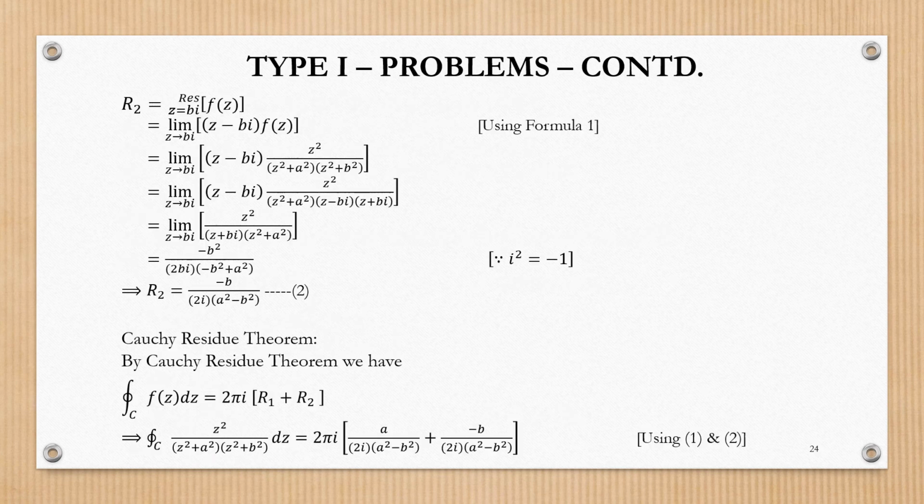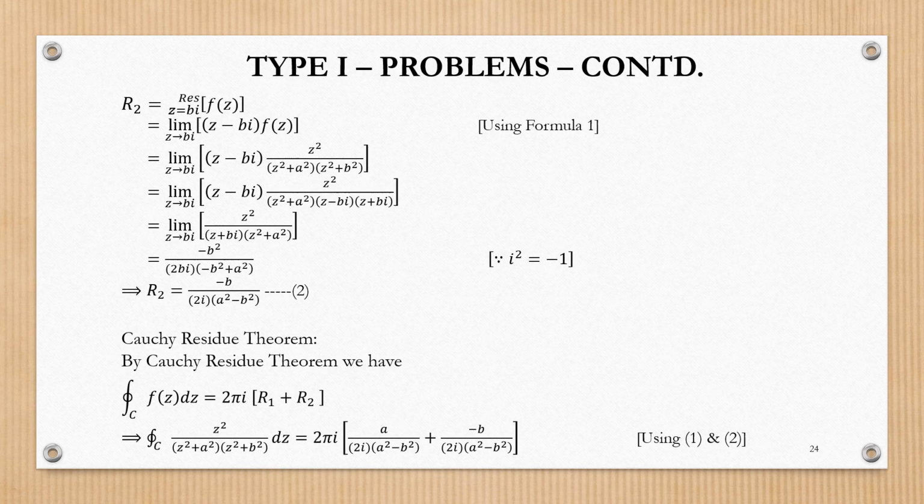A similar application of formula 1 is used for evaluating the second residue for the pole z equal to bi. Same procedure, we find that the residue R2 here is represented by equation 2. The steps are very self-explanatory. I am sure you are able to follow them. We substitute R1 and R2 in the Cauchy residue theorem, which states integral over C f of z dz equals 2 pi i into the sum of the residues, that is R1 plus R2. So we merely substitute R1 and R2.